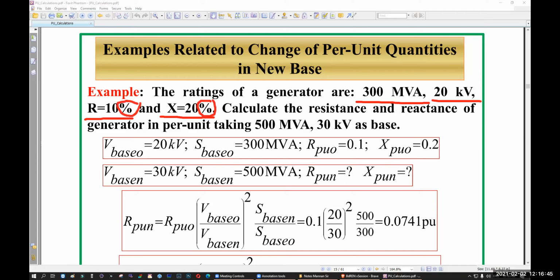These are the ratings that are given already for a generator. But you are not taking these ratings as your base. You are taking some other value as your base, maybe from some other generator. Maybe you have two generators. One generator has this rating, and another generator has this rating. That is the rating that you are going to take as your what? As your base.